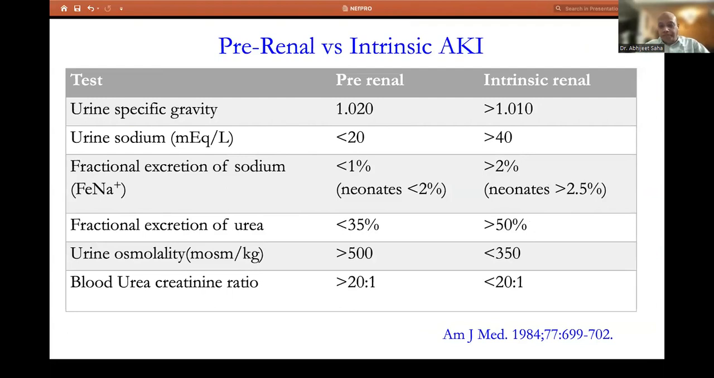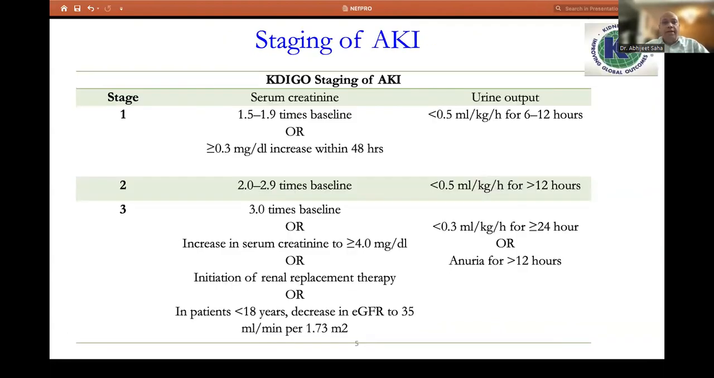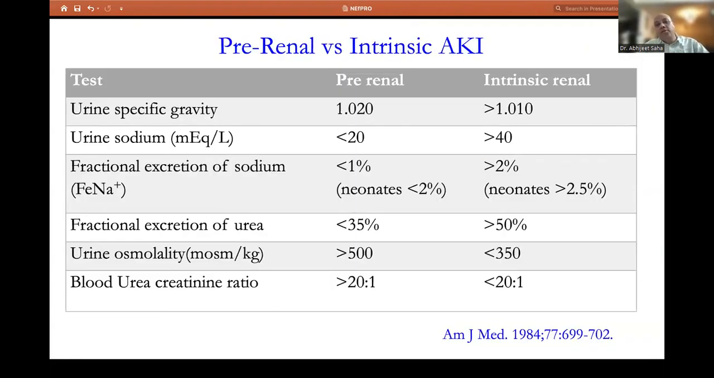Moving further, now you know that the acute kidney injury could be a pre-renal AKI, or an intrinsic renal AKI, or a post-renal, obstructive kind of AKI. So now it is important at times to differentiate whether the AKI is pre-renal or intrinsic renal, because pre-renal is mostly because of the hypoperfusion, and then your management strategies will differ.